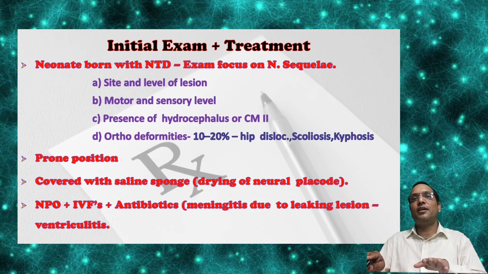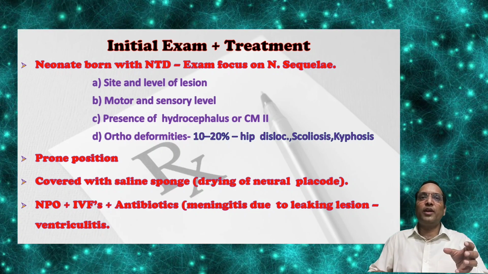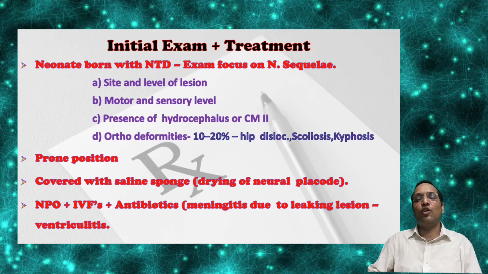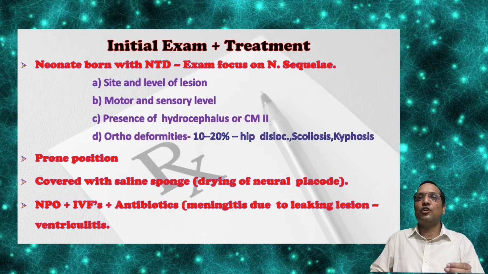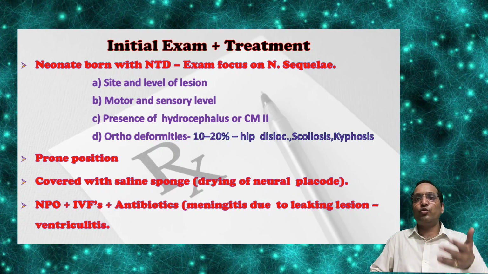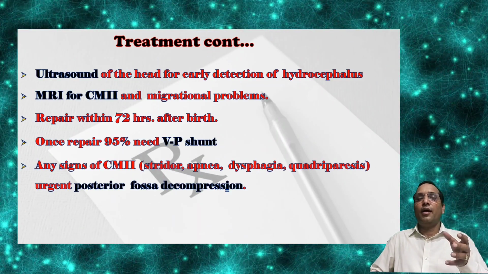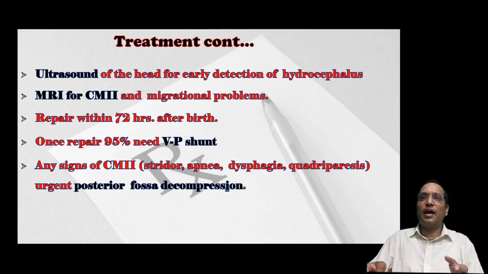The patient should be kept in the prone position and covered with a saline sponge to prevent drying of the neural placode, and kept nil per oral, and IV fluid should be started along with antibiotics to prevent meningitis due to the leaking lesion. Ultrasound of the head for early detection of hydrocephalus and brain disorders, and MRI for congenital malformation, Arnold-Chiari malformation and migrational problems.